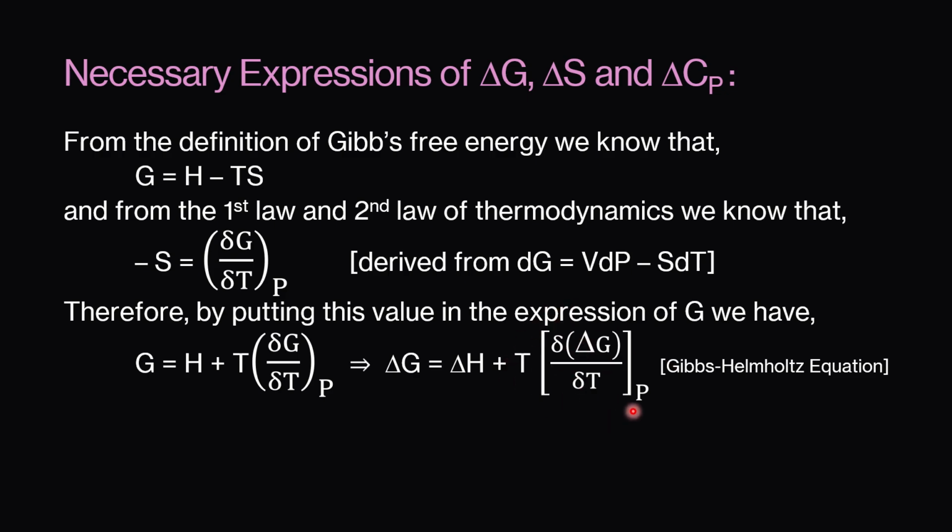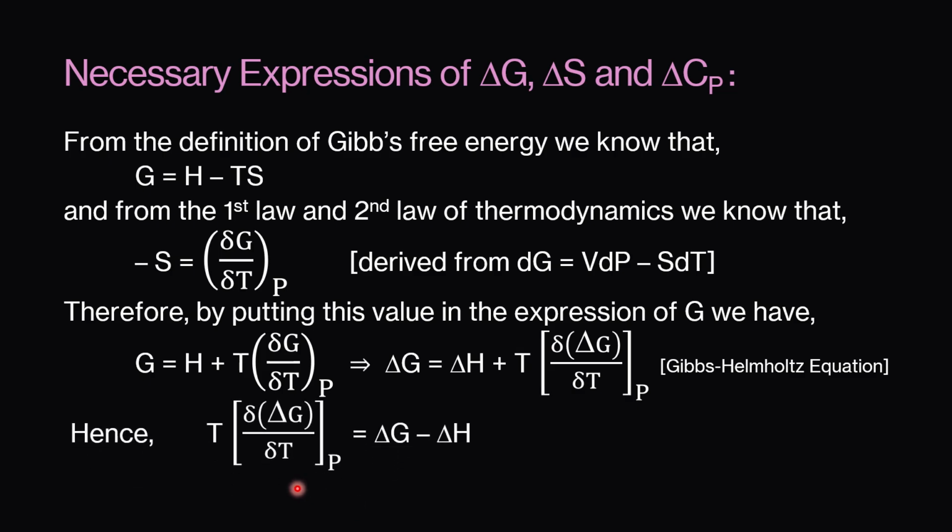We have to take this term on the left hand side and the rest of the terms on the right hand side, and thus we get the first expression. This is expression number one, which will be utilized later on, where it is stated that T times (del of delta G/del T) at constant pressure must be equal to delta G minus delta H.